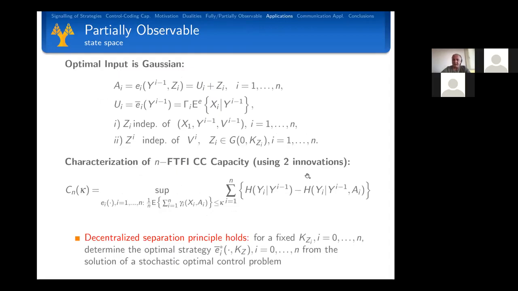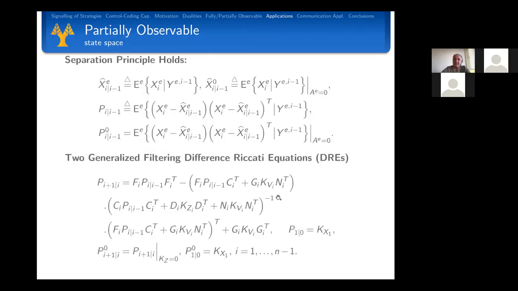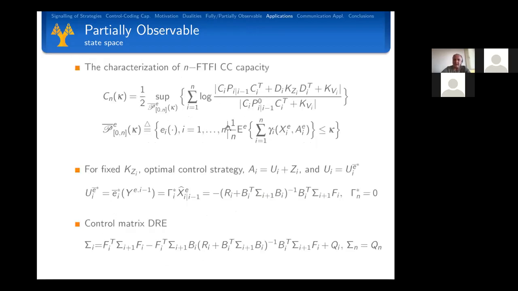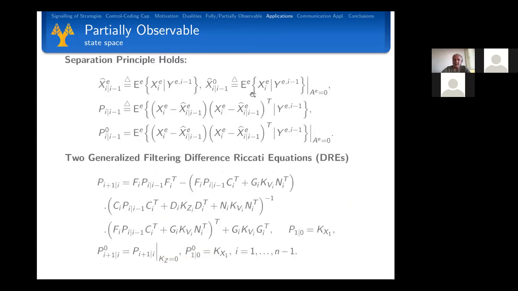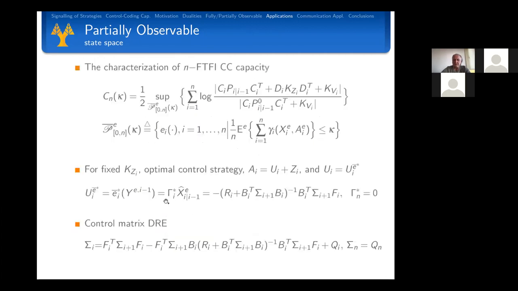Again, as I was saying before, in this specific example, you have the entropy of the output, but the entropy of the output given the previous output and the inputs. Anyway, here you end up identifying two Riccati equations and one control Riccati equation. I will not mention them. Basically, you have three Riccati equations for finite n. One is for estimating the state if the input is 0. The other one is estimating the state if A is non-zero. Two Riccati equations, and then, of course, you have a control Riccati.